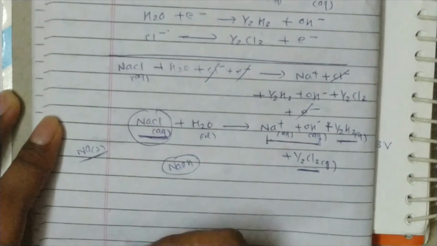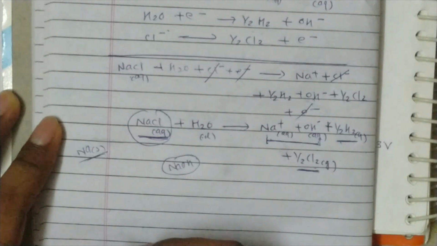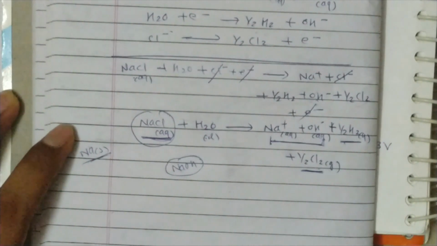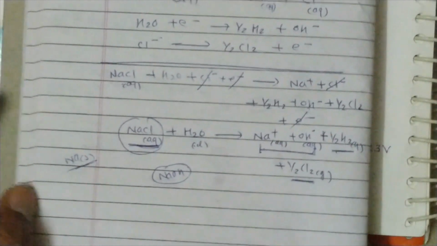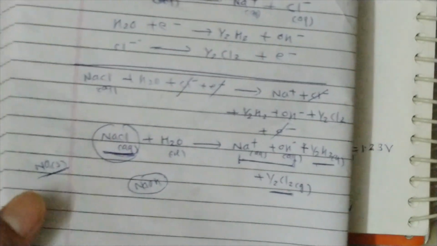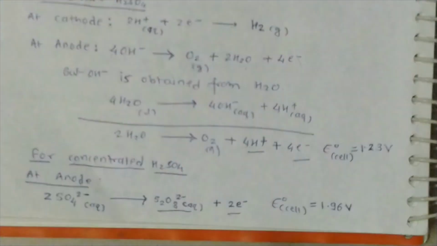So you have to remember that during electrolysis of aqueous NaCl solution, what we are getting are three products, NaOH, H2 and Cl2 gas. And during electrolysis of molten NaCl, what we are getting is Na solid plus Cl2 gas. Now what we are going to look at is the electrolysis of dilute and concentrated sulfuric acid. This is also asked in competitive examinations.